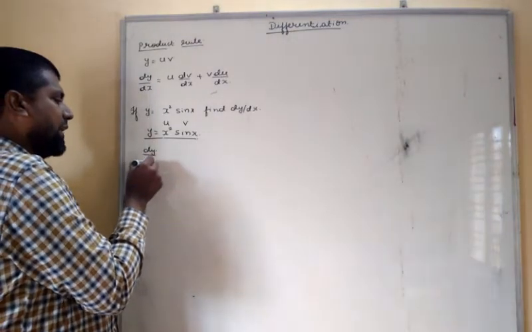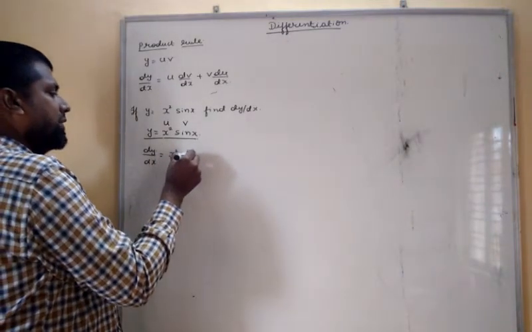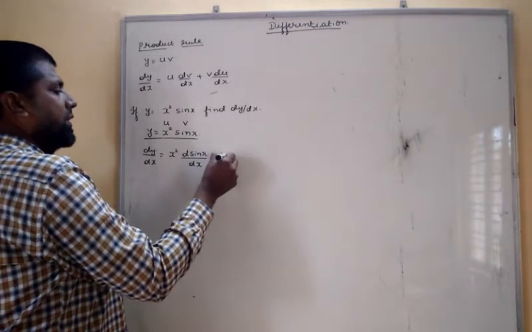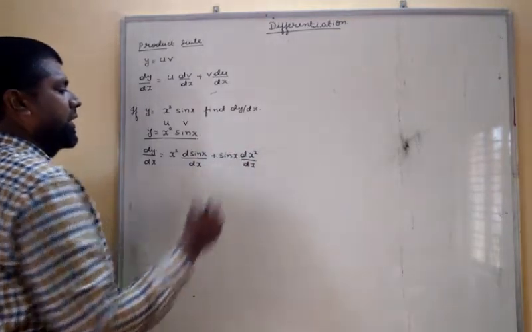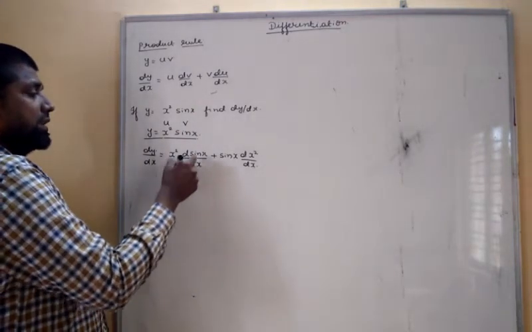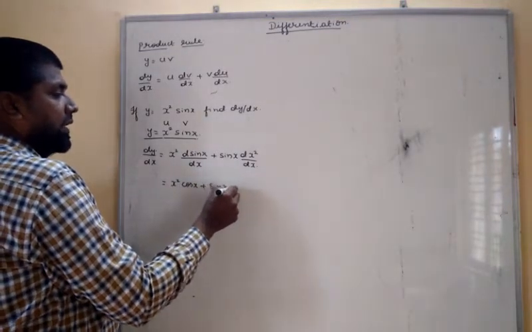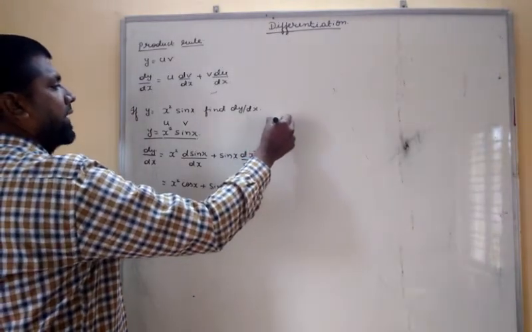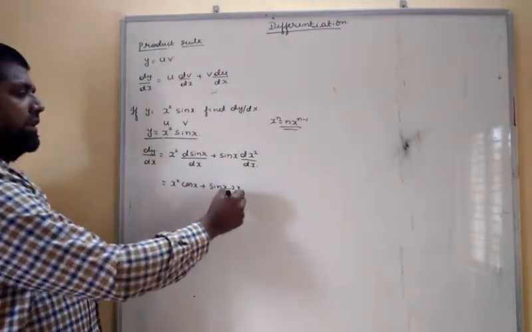Differentiation of y with respect to x is equal to x square, the first function, into the differentiation of sin x, the second function, with respect to x, plus the second function sin x as it is, into the differentiation of the first function, differentiation of x square. So x square as it is, sin x differentiation is cos x, plus sin x as it is, then differentiation of x square is 2x, by using the formula d by dx of x to the power n equals n x to the power n minus 1. So this is the answer.